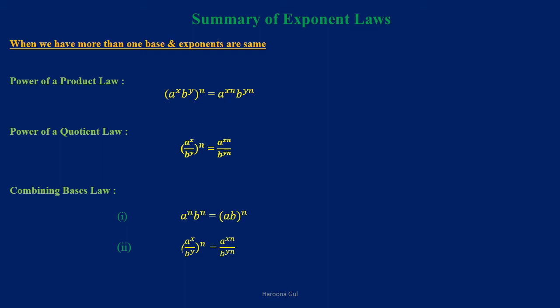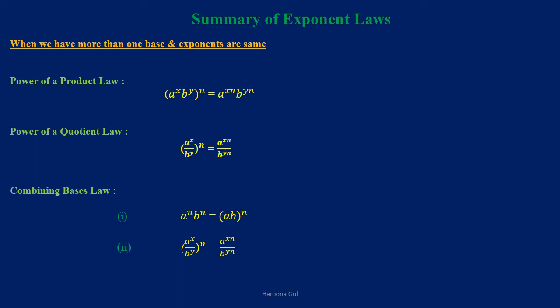The power of a product law says that a raised to the power x into b raised to the power y, the whole raised to the power n is equal to a raised to the power xn into b raised to the power yn. The power of a quotient law says that a raised to the power x divided by b raised to the power y, the whole raised to the power n is equal to a raised to the power xn divided by b raised to the power yn.